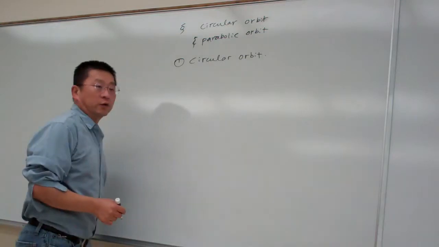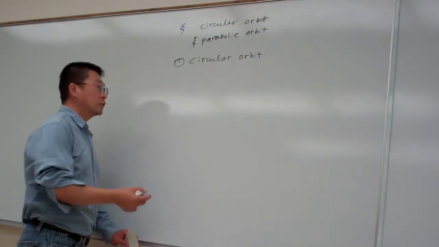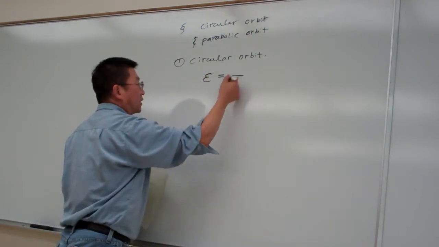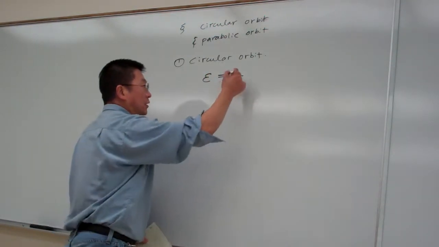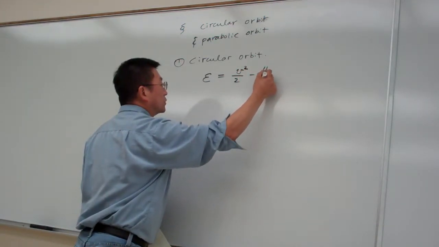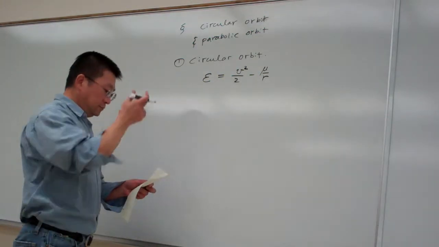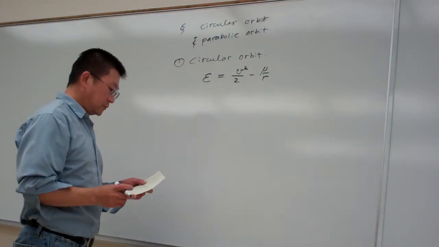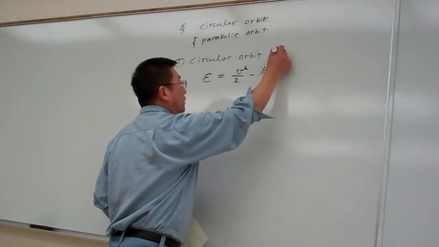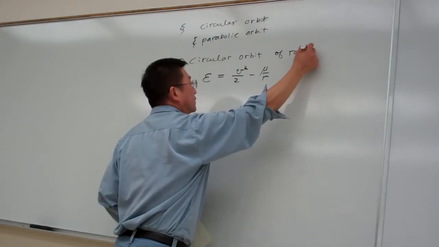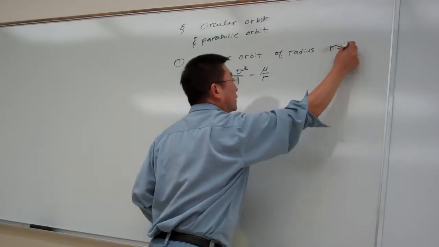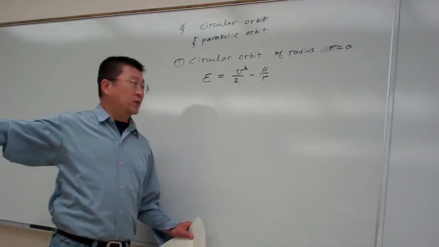here is a quick summary of the properties we've been talking about. So we know the mechanical energy, that is true for all kinds of orbits: v squared divided by 2 minus mu divided by r. And say, for example, the circular orbit of radius a, r equal to a. Today we have one handout over there, so pick it up.